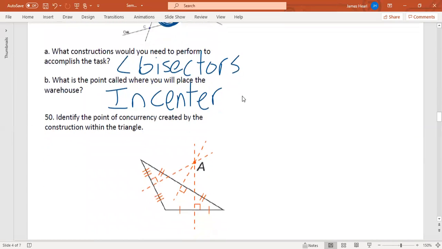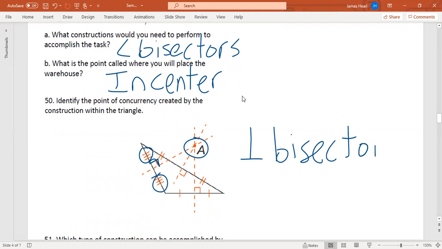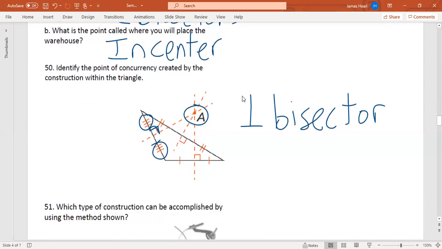For 50 here, you're just asked to figure out what this point A is called. So let's look at how it was built. I see a congruency mark and a congruency mark with a right angle. That is bisecting the side at a right angle, so it has to be a perpendicular bisector. I'm not going to draw the other 3, but if you check the other sides, you'll easily see split in half, right angle, and therefore they all meet up at the circumcenter. So that one's a quick one. As soon as you notice it's been perpendicular and bisector, instant answer.